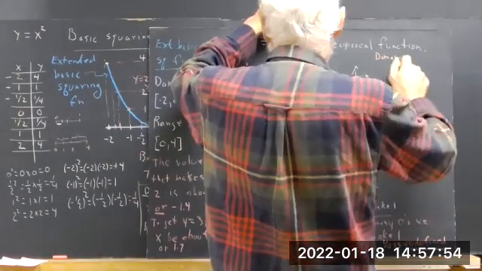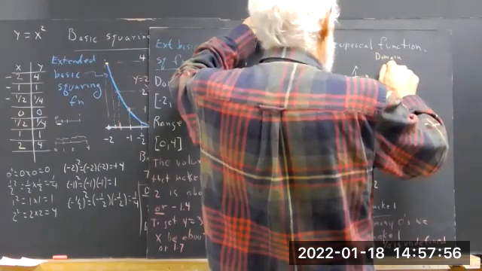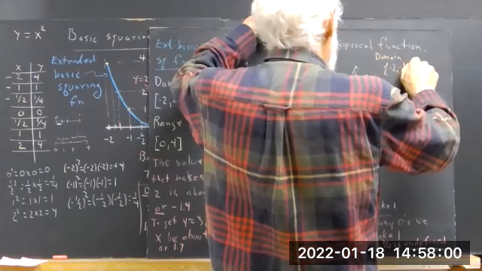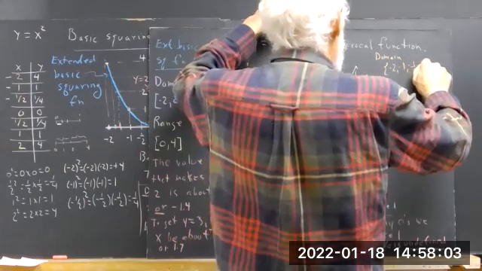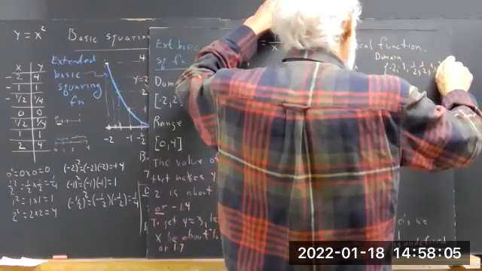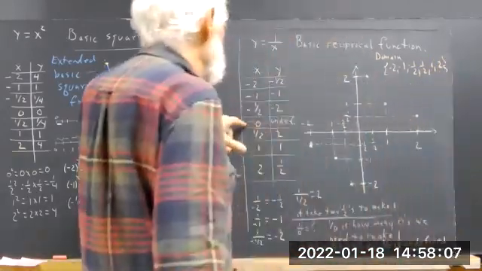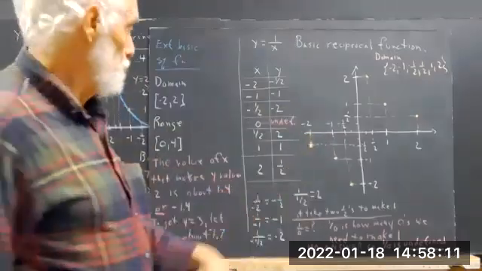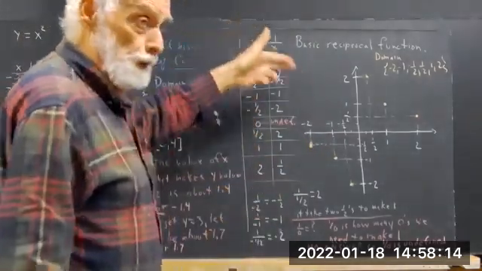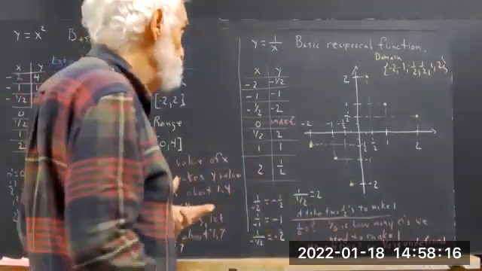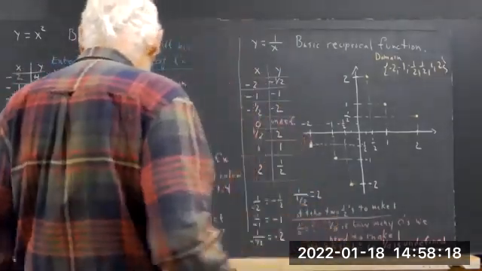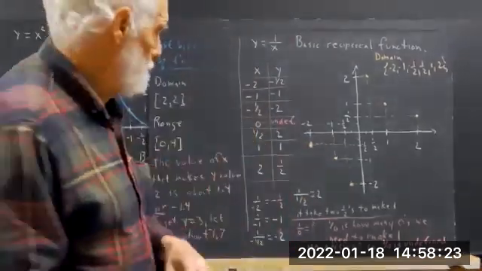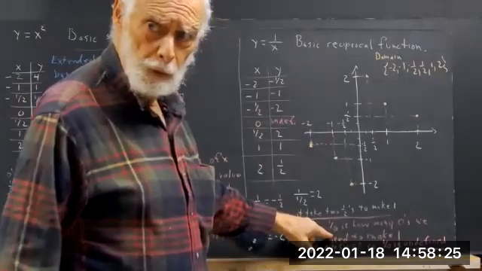Domain is going to be the set -2, -1, -1/2, 1/2, 1, 2. 0 is excluded from the domain for the simple reason that you can't calculate this function if x equals 0. It's undefined, not because some rule says it's undefined, but because you can't make 1 out of zeros.